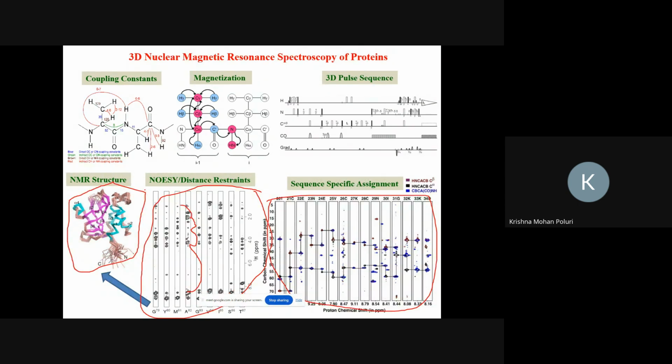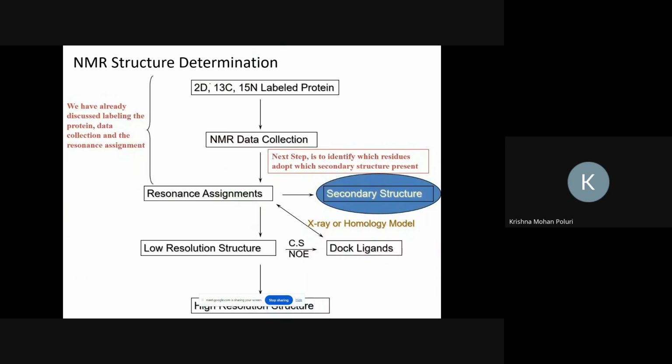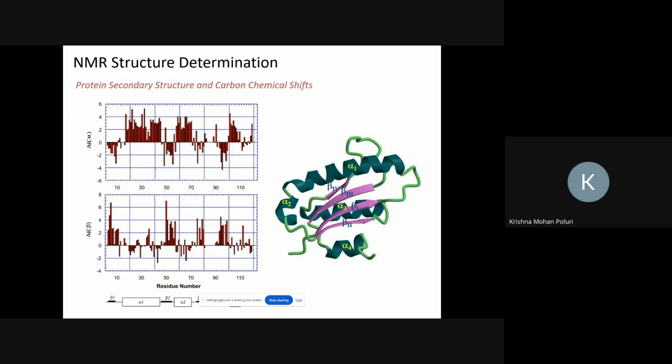I will show you here. You take a protein, you label the protein, you collect the data, you calculate. We know proteins have primary, secondary and tertiary structure, and of course a quaternary structure may or may not be obtained. If I am talking about the structure of a protein, I should get the tertiary structure. First I will get the secondary structures, then I will get the tertiary structures.